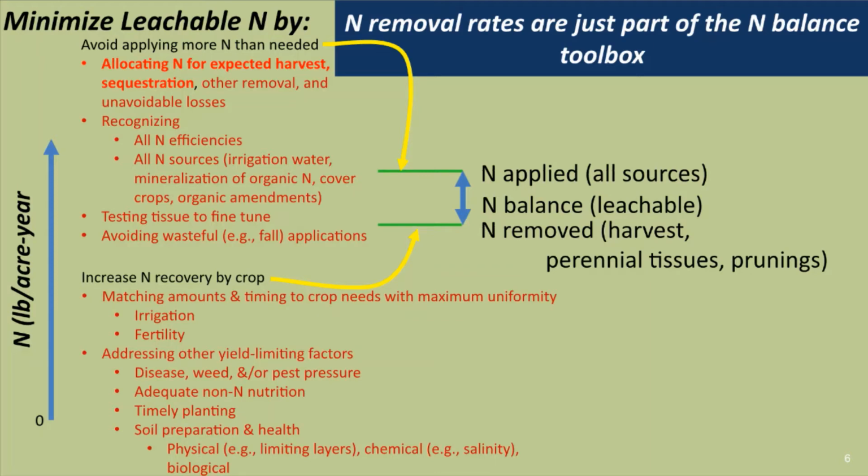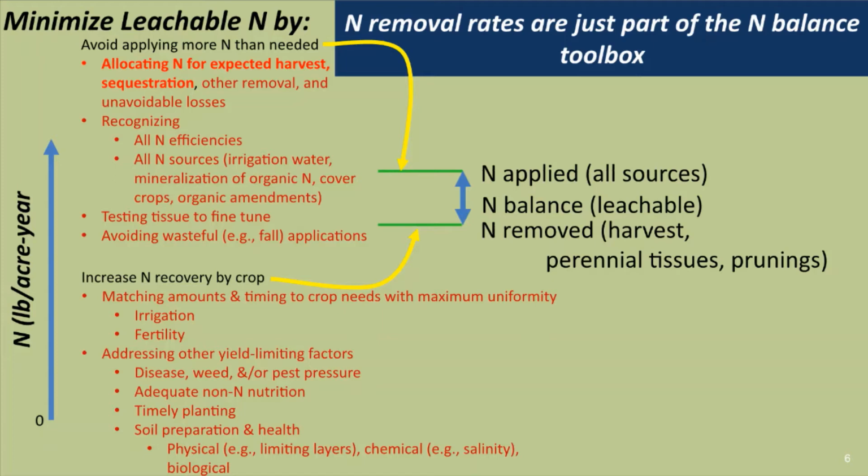And then on the N removal side, to make sure we get as much as we can into our crop, we match the amounts and timing to the crop needs throughout the season with maximum uniformity. Irrigation and uniformity of water and fertilizer application are a huge challenge and opportunity to get better recovery. All those little spots in our field that are a little different are sometimes not as efficient as the best spots, so maximizing uniformity is super important. And then addressing other yield limiting factors so that the N we put on is not being taken up by weeds, or other things that prevent the crop from being able to use the N.